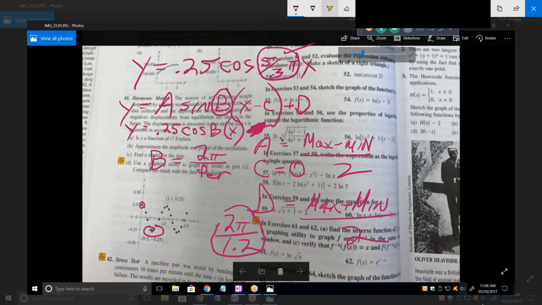Unless they gave you the information, and perhaps they did. I didn't read this problem, but perhaps they gave you the information that the period was from that point to 1.1. And if they did, then it does change our math a little bit. But that's what's going on: we're looking at a set of data points here and approximating it with a curve.